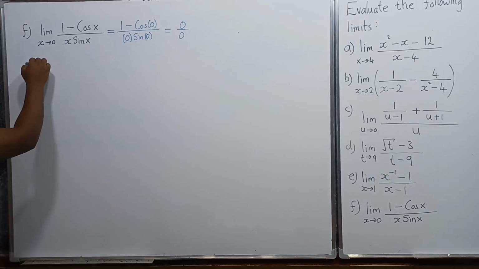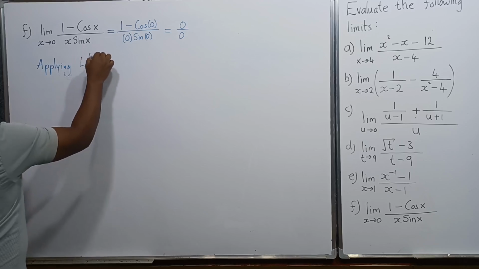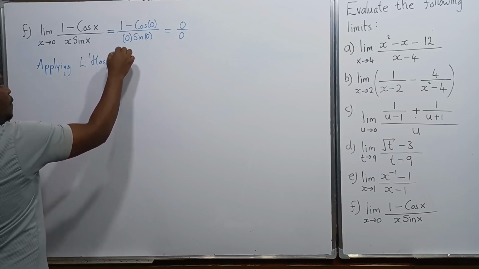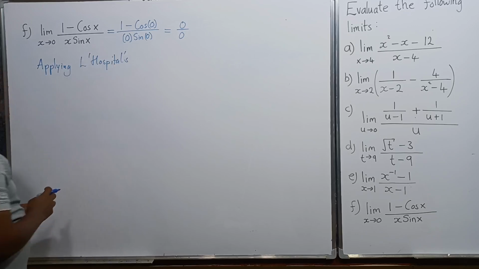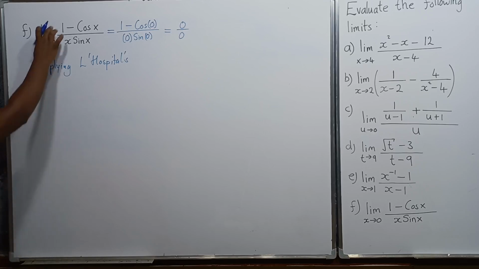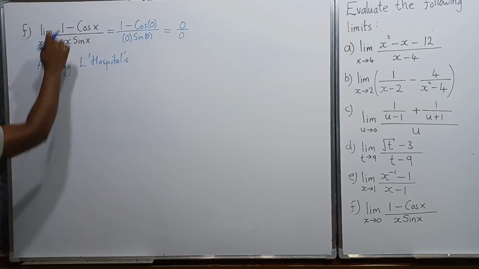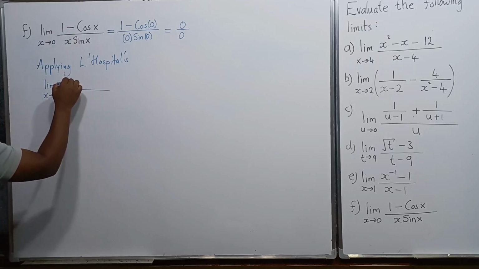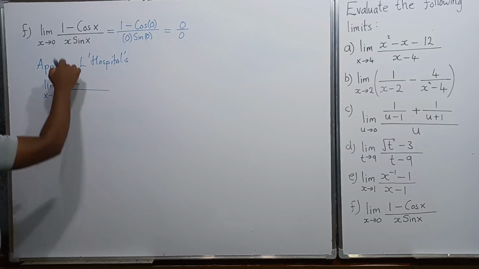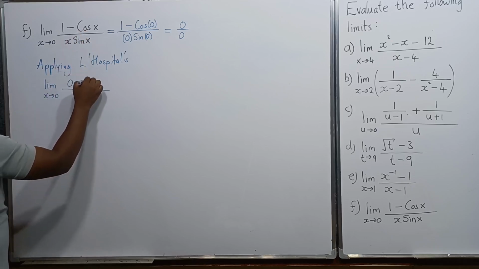So we can say, applying L'Hopital's rule. According to L'Hopital's rule, we have to take the derivative of the numerator as well as the derivative of the denominator. So this function will become the limit as x approaches 0. The derivative of this numerator is simply 0 minus, remember, constant derivative 0.